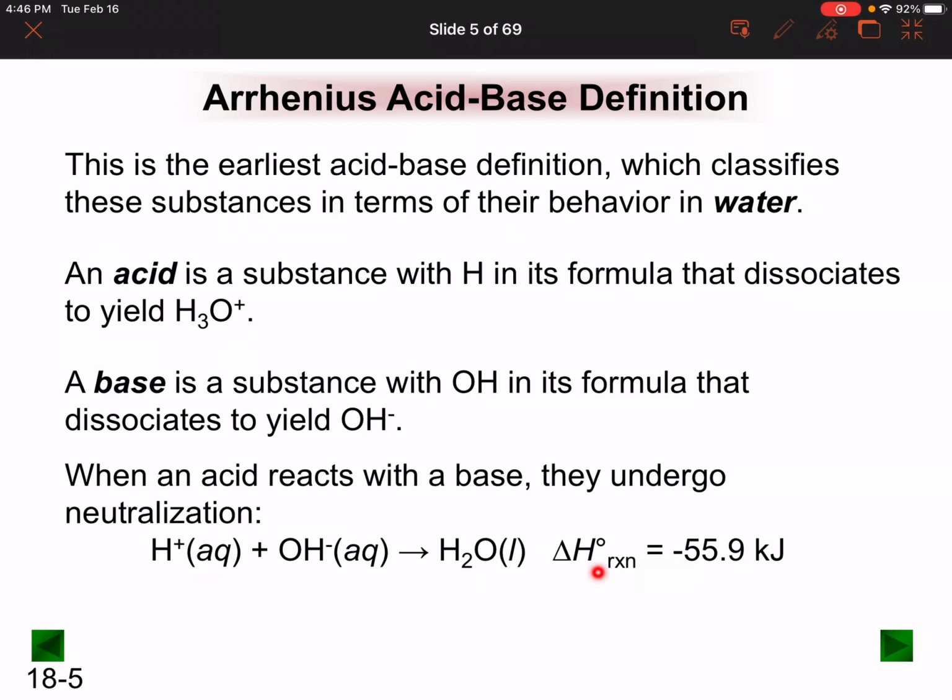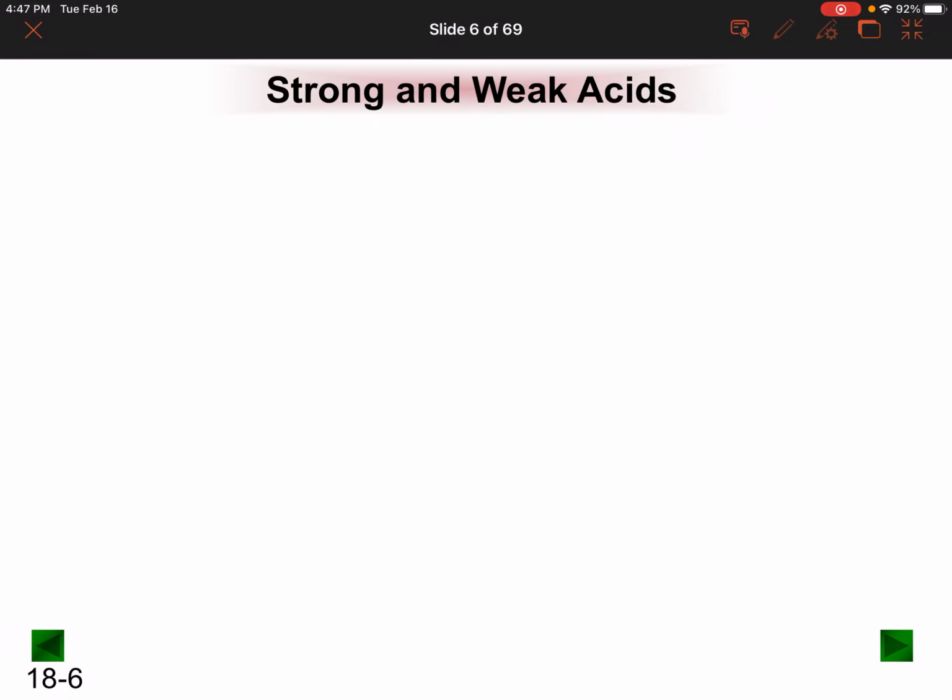Okay, and this is delta H. Enthalpy for the reaction is negative 55.9 kilojoules. Now, is this an exothermic reaction or an endothermic reaction? If it is negative, it's going to be an exothermic reaction. So that is why, if you do an acid-base reaction and touch the flask, you will feel warmness, meaning it generates heat. It's an exothermic reaction. Okay, it releases heat to the environment.